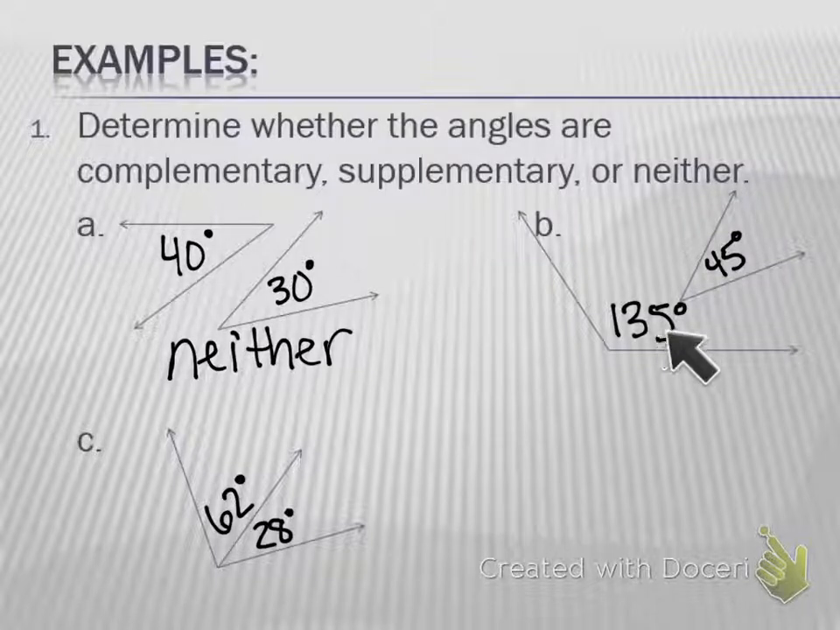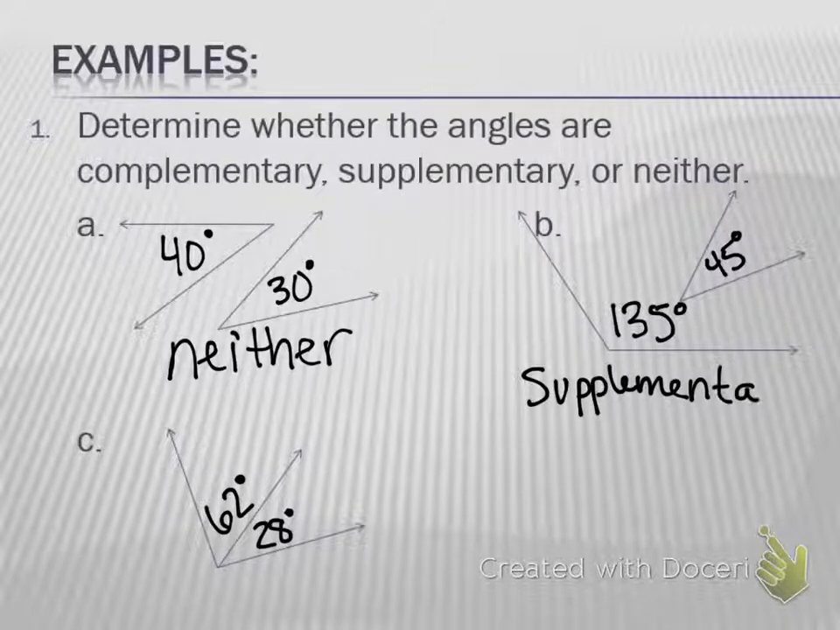All right, on B, we've got 135 and 45. What does that add up to? 180. So our answer would be supplementary. No. Write out the whole word. All right, part C, 62 degrees and 28 degrees. That would add up to 90, meaning they are complementary. No, unless the directions say to.